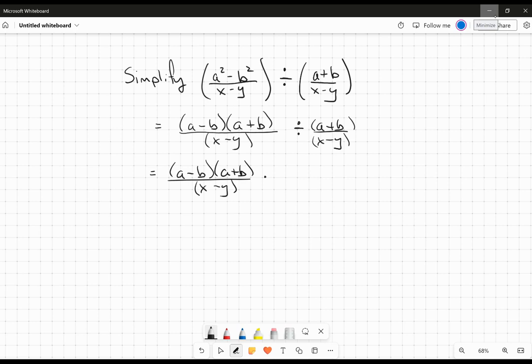And now I'm going to multiply by the reciprocal of my divisor. So that's going to be x minus y over a plus b. This is no different than you would have done when you started to learn division of fractions, when you're just working with numbers.